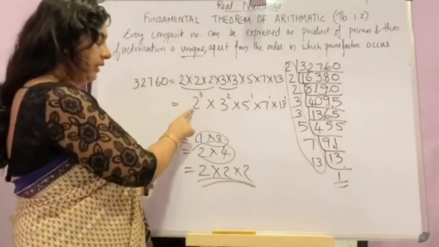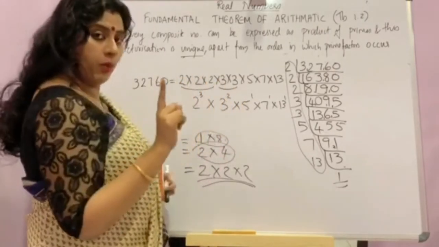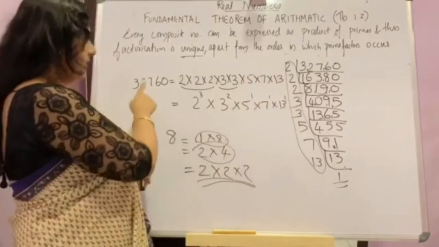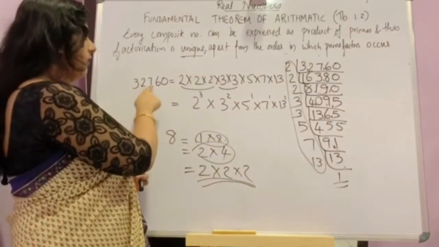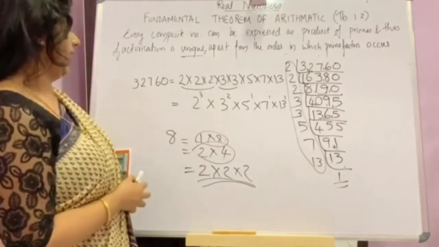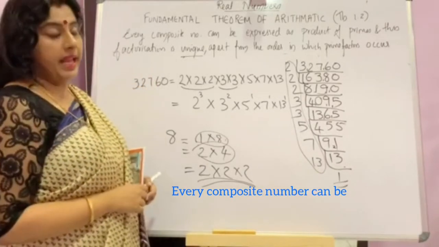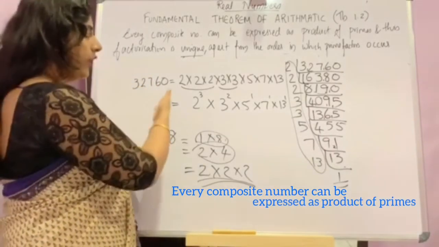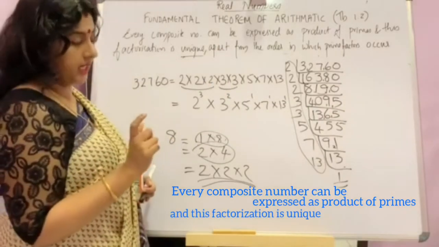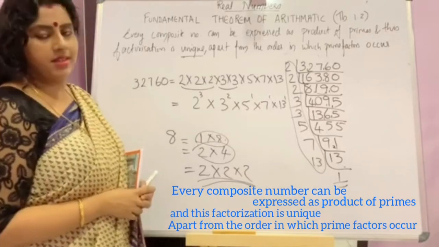There will be three 2's here, two 3's here, only one 5, one 7 and one 13 after factorization of 32,760. So again we can say once more, every composite number can be expressed as a product of primes, and this factorization is unique apart from the order in which prime factors occur.